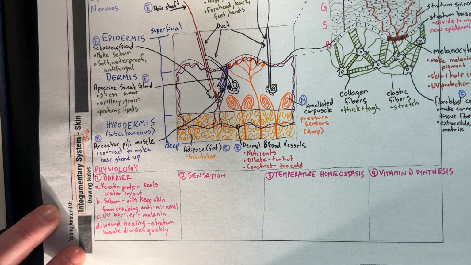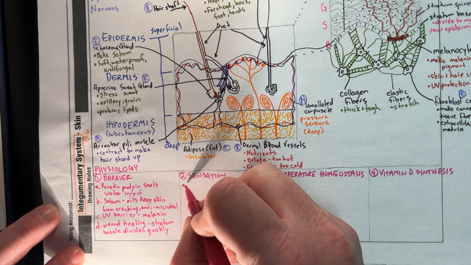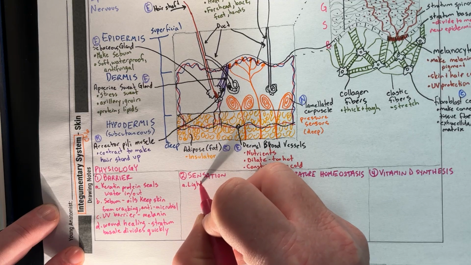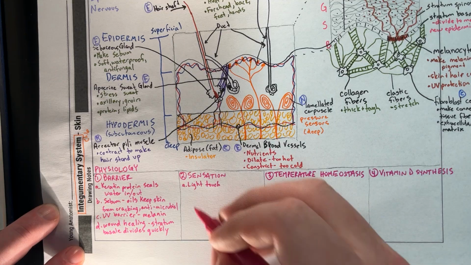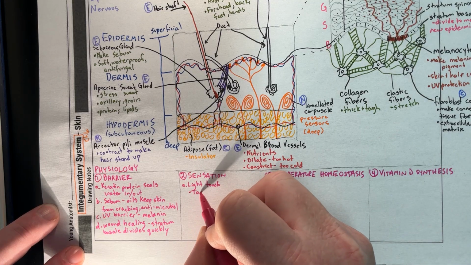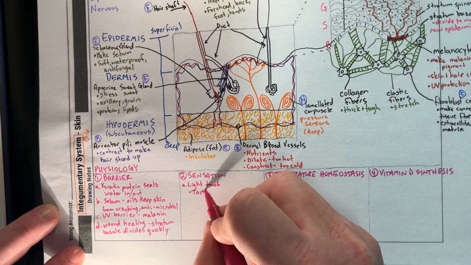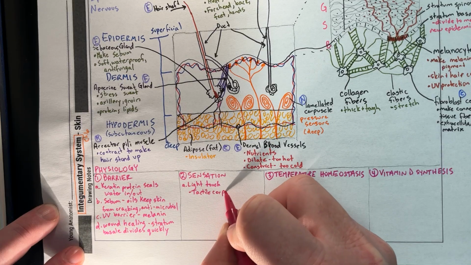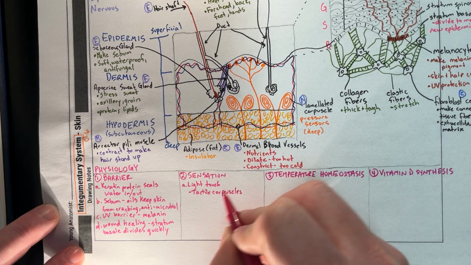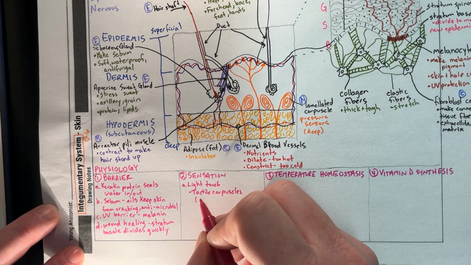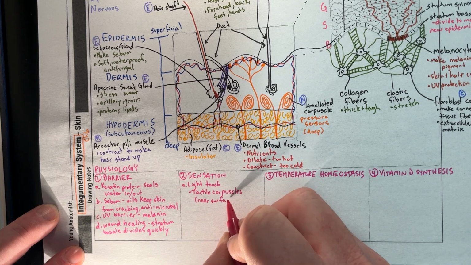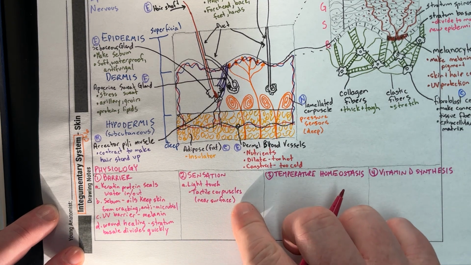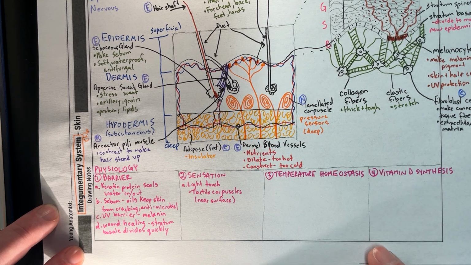Let's talk about sensation. Remember, we talked about light touch, and your skin can feel something brush against it, or a ghost or something coming past you, because you have your tactile corpuscles. And those tactile corpuscles are near the surface. They're superficial. And that way, even the lightest of touches can stimulate those tactile corpuscles.